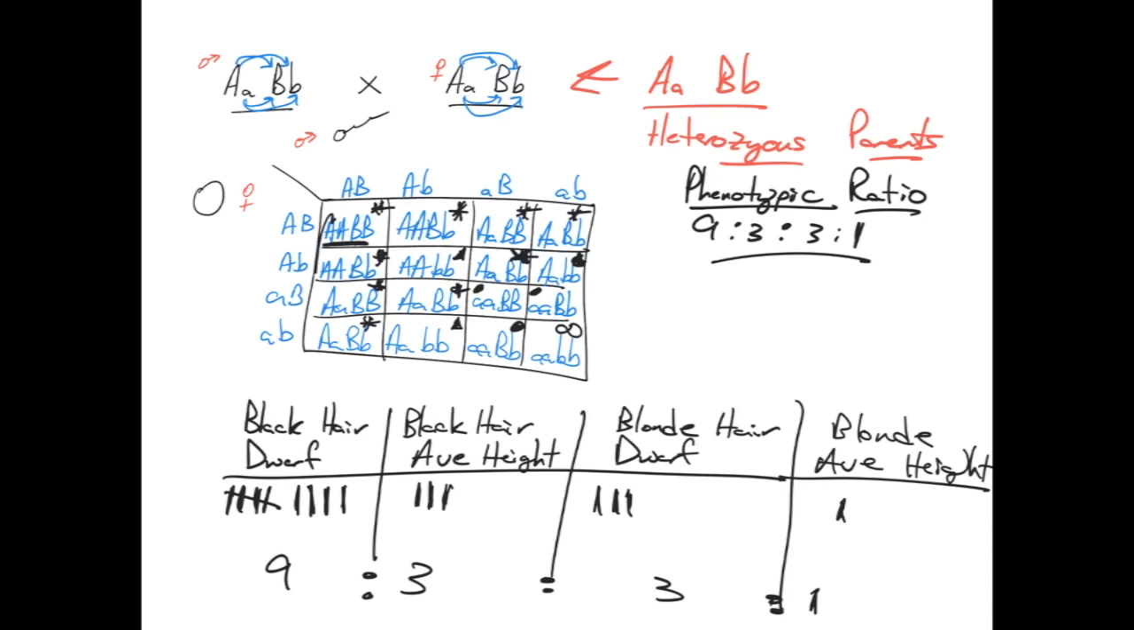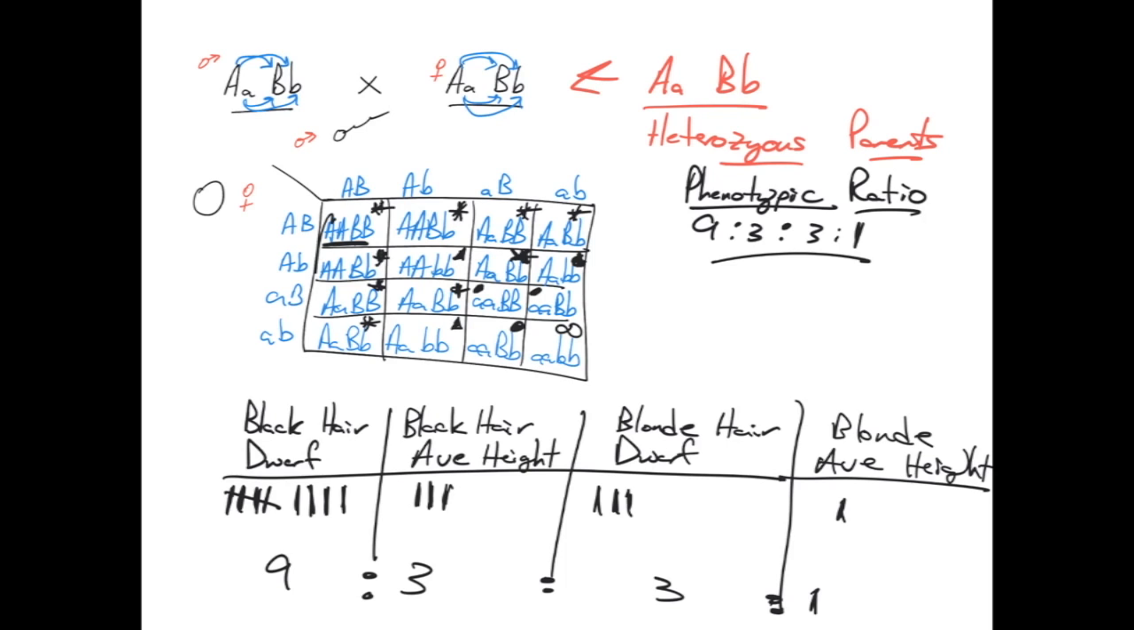9 to 3 to 3 to 1. It's always going to be 9 to 3 to 3 to 1. If it's two heterozygous parents and two genes, then the phenotypic ratio is always 9 to 3 to 3 to 1. The genotypic ratios are crazy, we're not going to get into it. It's not really that bad, but I don't want to get into it.